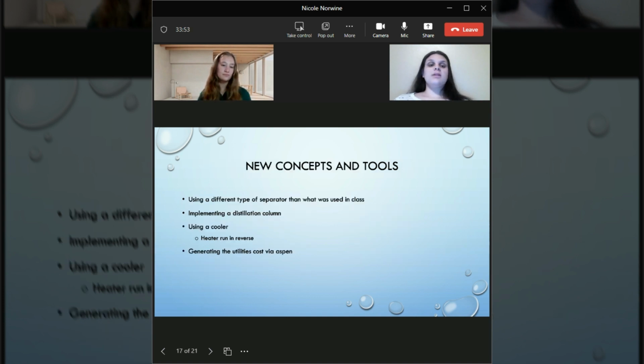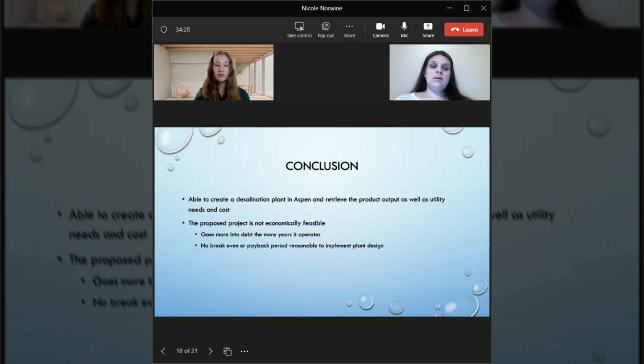The new concepts and tools we used for this project were using a different type of separator than what was previously used in class. We also implemented a distillation column into our process, which we didn't really do in class. We used a cooler, which was pretty much, like I mentioned earlier, a heater that was run in reverse, because that was the best way we found to implement a cooler. And then we also generated the utility costs via Aspen, which we had never done before as well.